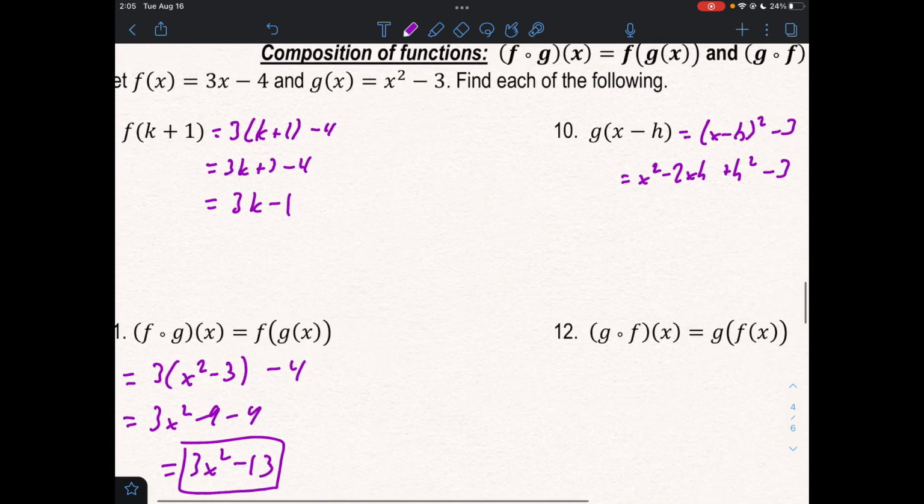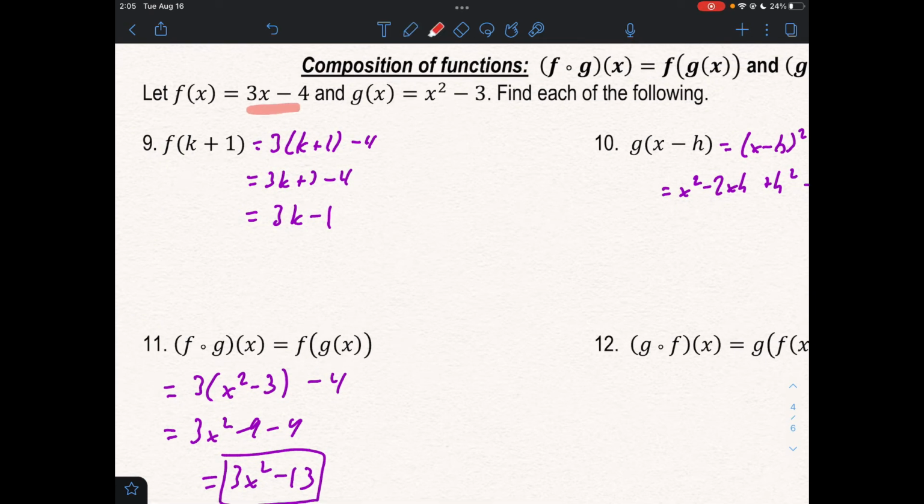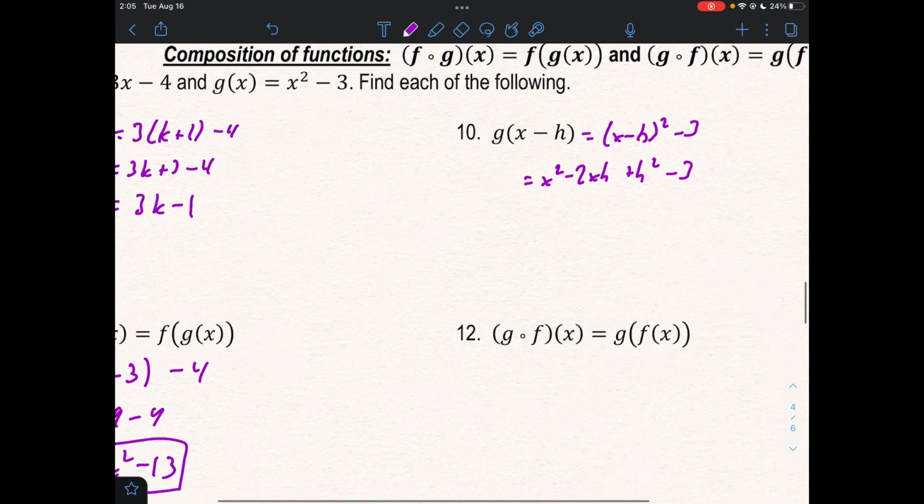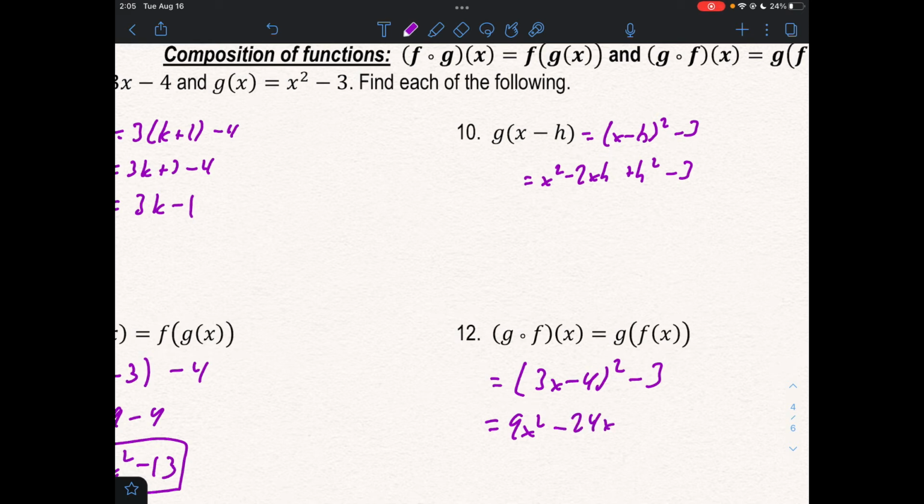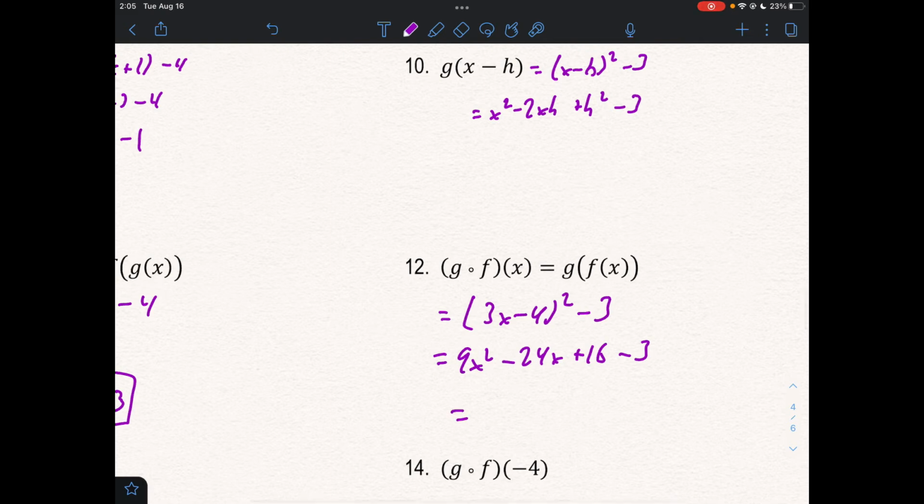Next is g of f, so we're going to take all of this and put that in there. So it's going to be 3x minus 4, quantity squared, minus 3. That's 9x squared minus 24x plus 16 minus 3. And we can do a little simplifying here. So 9x squared minus 24x plus 13 will be our simplified answer.